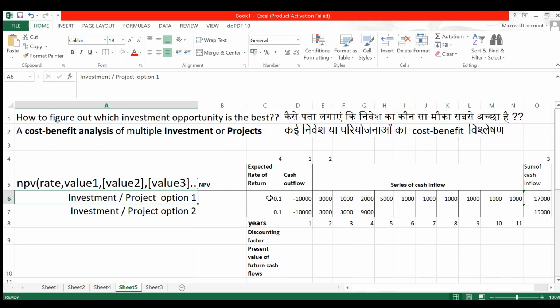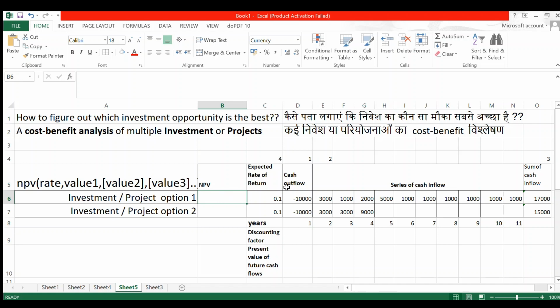Into which investment option will I invest my hard-earned money? I have no idea. But there is one simple solution for this complicated problem. That is NPV, which is nothing but net present value.